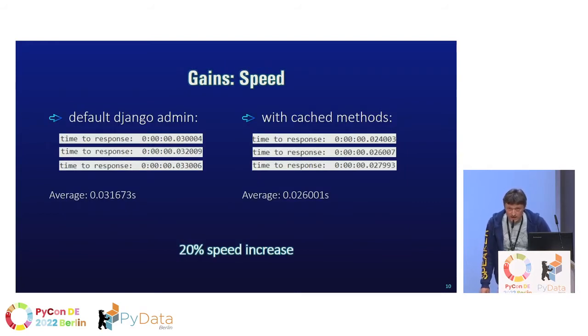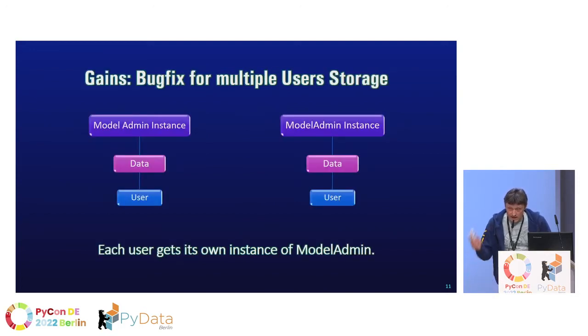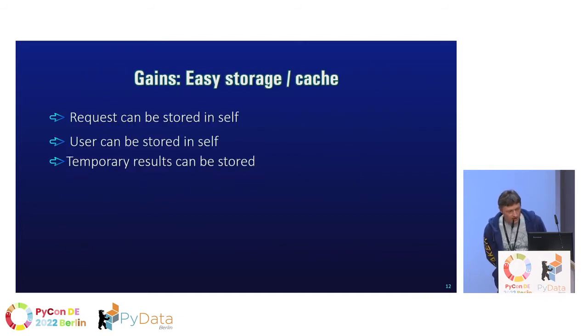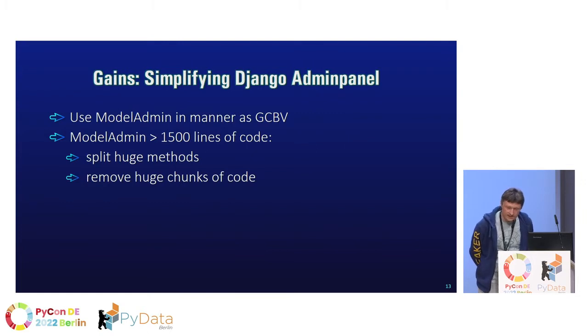Gains: speed. We can cache every method and the results of every method, and we receive more than a 20% speed increase. The next thing, every user can store their own data in the instance, like in a container. We don't need any more thread locals or anything else. Third, we can easily create storage for additional values. And lastly, we can simplify our code in Django Admin. That's all I want to say.